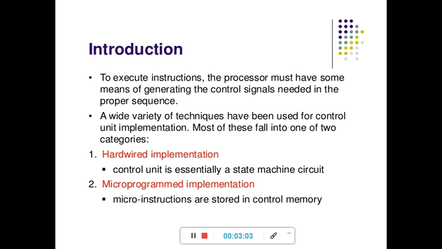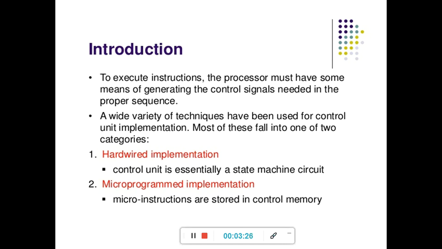It consists of two components. Number one, the sequence counter. Number two, a number of logic gates. For example, we can use one logic gate, two logic gates or three logic gates. Depending upon the usage, we can implement the hardware implementation, and it is essentially to make a state machine circuit with the help of the control unit.